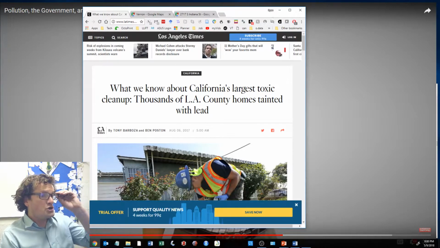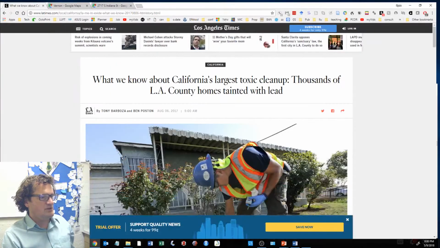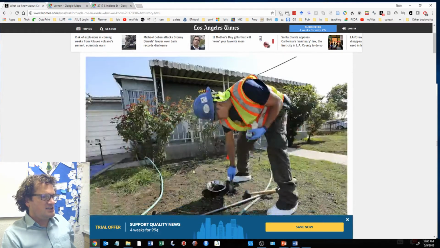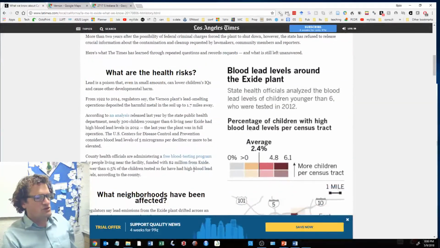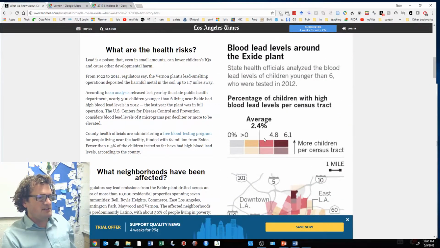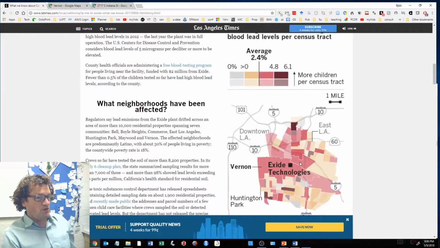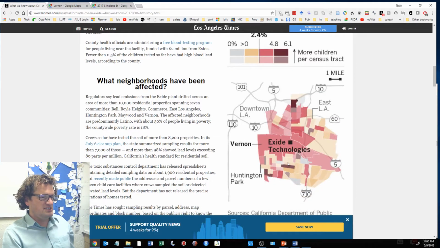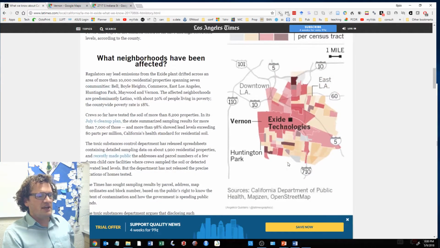Now, I'm going to show you some of that from the website here. This is in the LA Times. It's a pretty good write-up about what we know about the largest toxic cleanup, thousands of LA County homes tainted with lead. So here's the Los Angeles Times news article, and you can see here where it happened, and this is a map with red being more lead contamination detected in kids per census tract. So that's a pretty scary thing, and that's a big social cost to these kids out there.